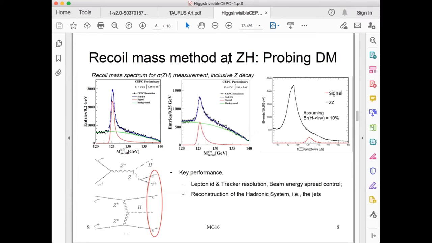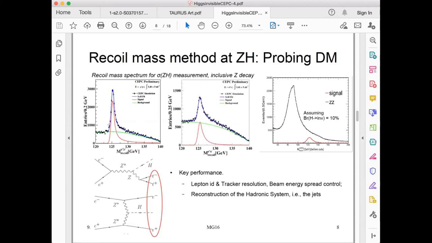So by reconstructing the visible Z decay, we can tag the Higgs signal via this recoil mass method. The left and the middle plots correspond to the leptonic Z decay. This is actually for inclusive Higgs event finding, for the inclusive cross-section measurement. What you can see is a very clear Higgs signal peak in the recoil mass spectrum.